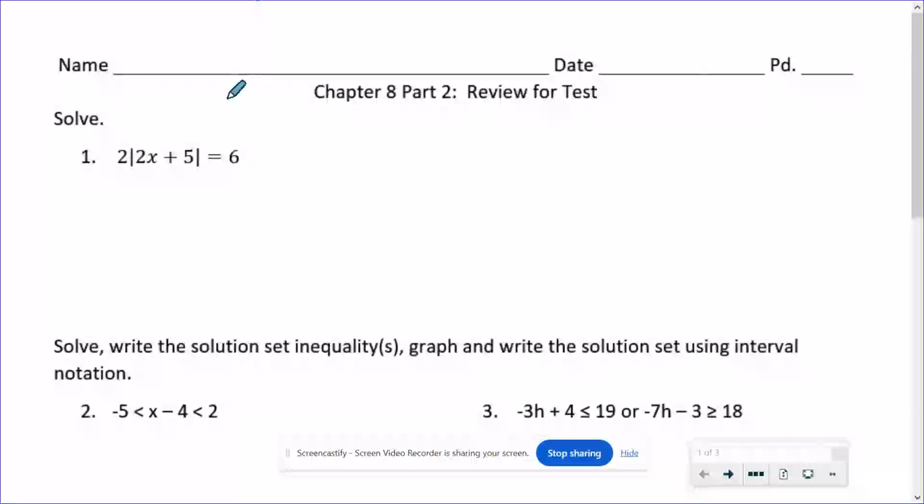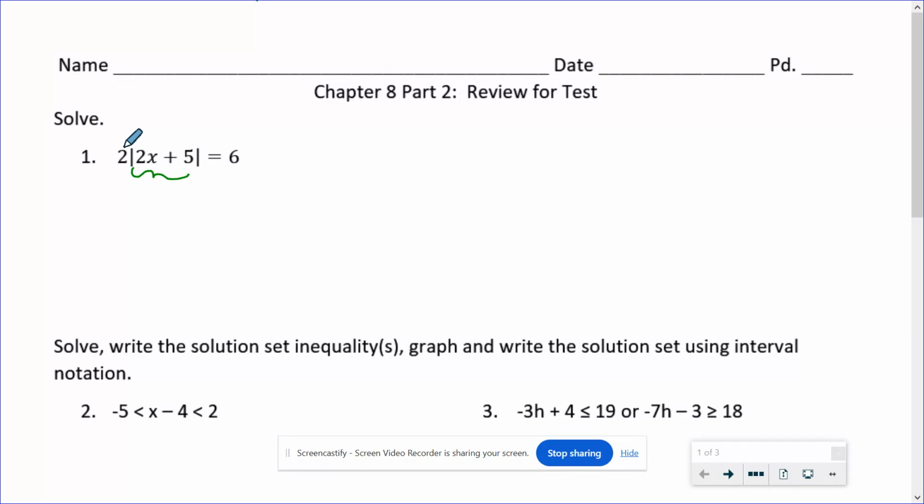Hi everyone, here are the video solutions for the second part of the Chapter 8 test. So number 1 is an absolute value equation, and we know then that there will be two solutions. But before we can even begin to determine what those two solutions are going to be, we need to isolate this absolute value. So this needs to be completely by itself.